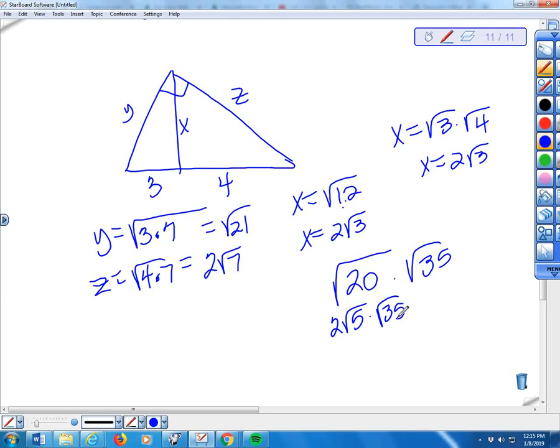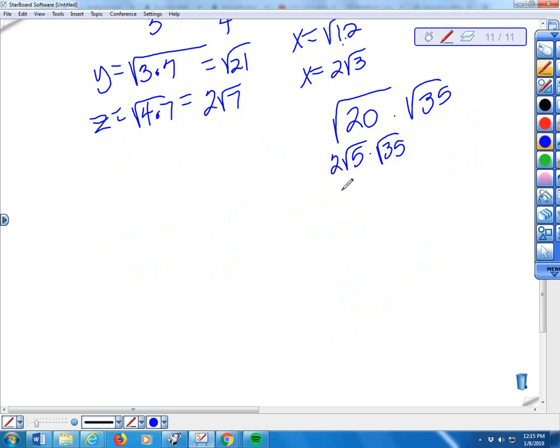35 times 5. What is that? 70, 140, 175? 175? 35 times 5? Is there a perfect square that goes into this?